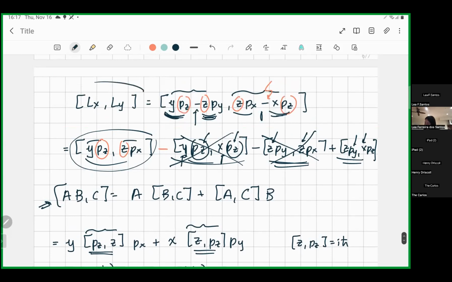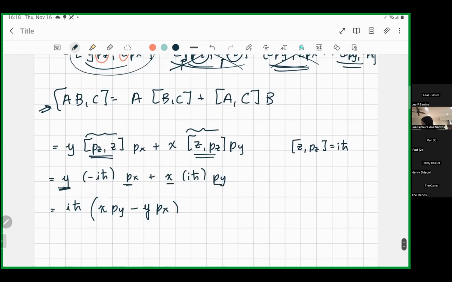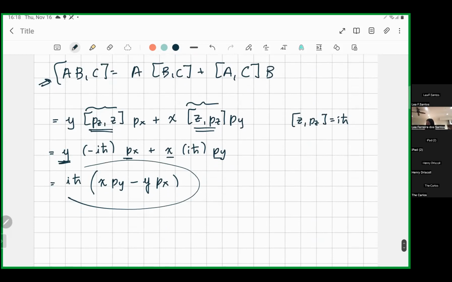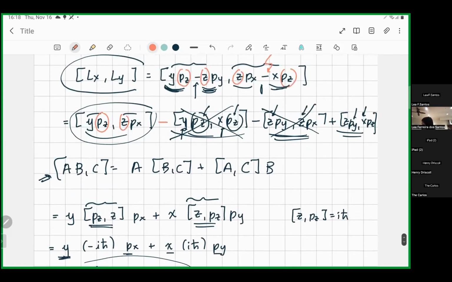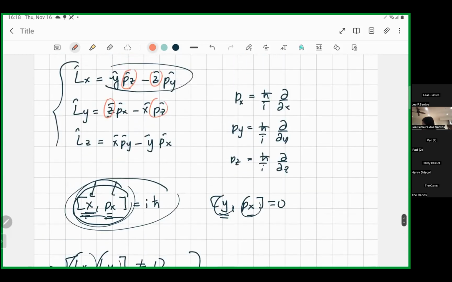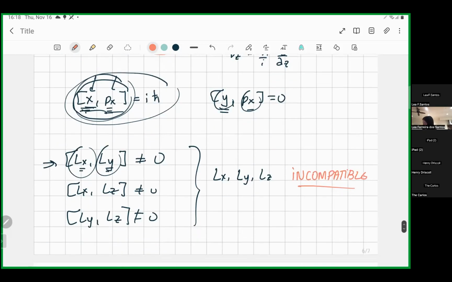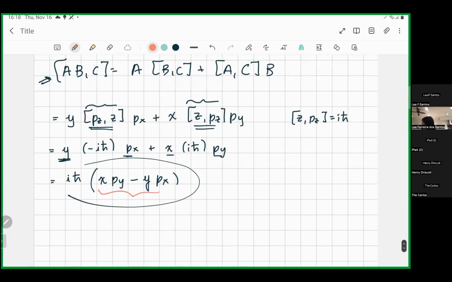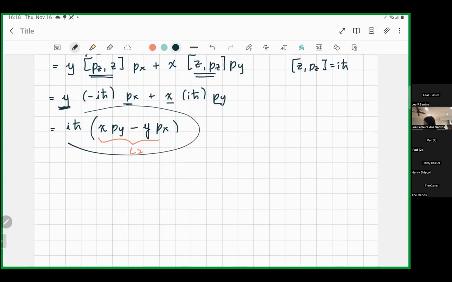So the commutator between Lx and Ly is this. And what is this? We've seen this term before. If you go up to what we wrote, you will see that this is the Lz. So this is the Lz. Conclusion: Lx and Ly do not commute. And the commutator between them is equal to iħ, the third direction, Lz.